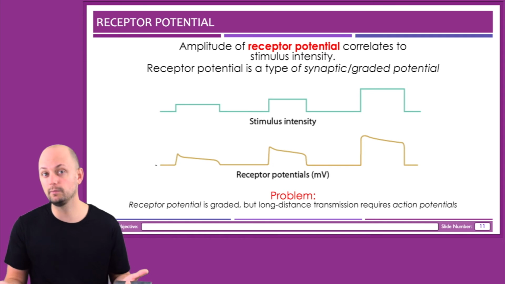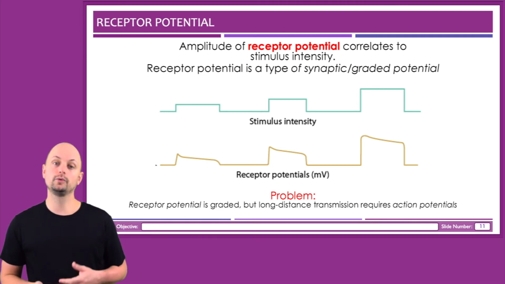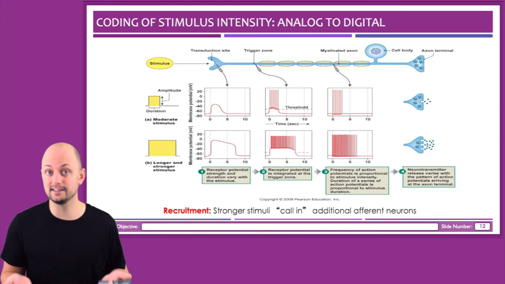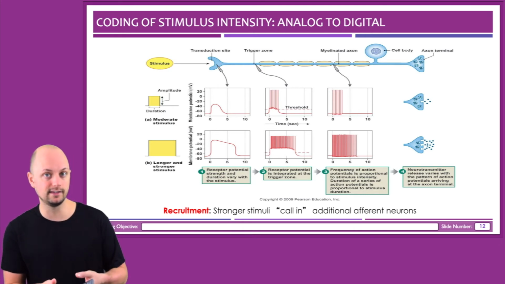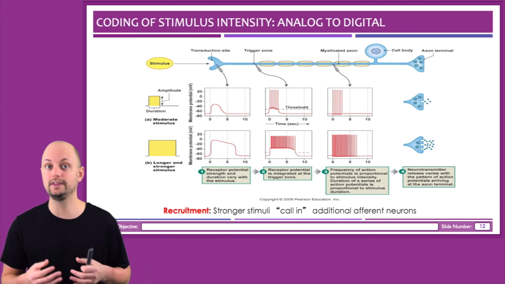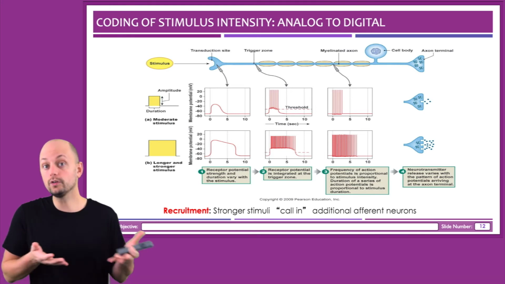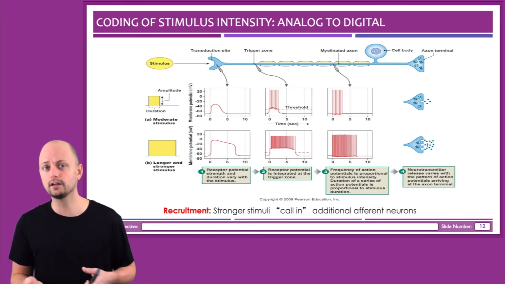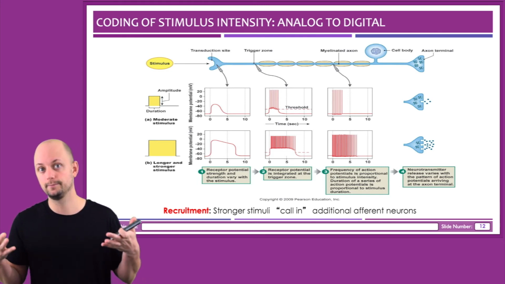But in solving this problem of distance, we actually create another problem. So even though the action potential can travel over a great distance, remember that it has a constant amplitude throughout that entire process. So that means we can't use the amplitude of the action potential to encode the intensity of the stimulus. In other words, if I have a weak touch or a strong touch, I'm still going to be producing an action potential that reaches a peak of about positive 30 millivolts. Because remember, the action potential is always the same.